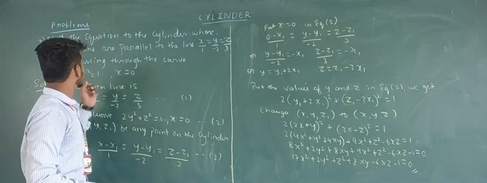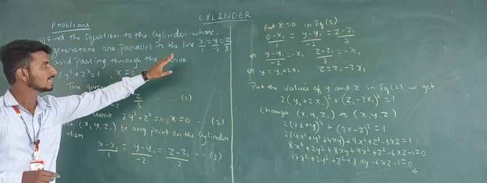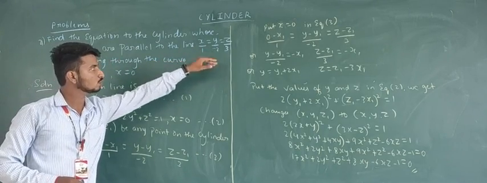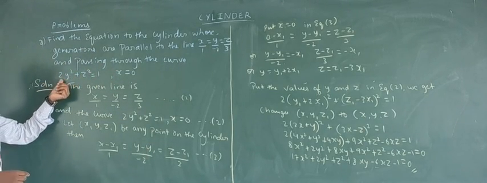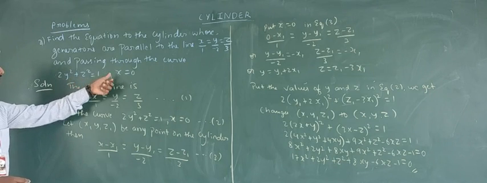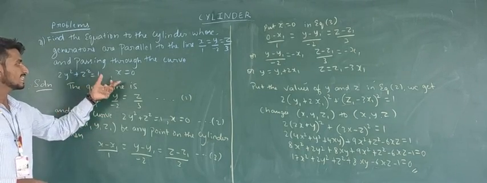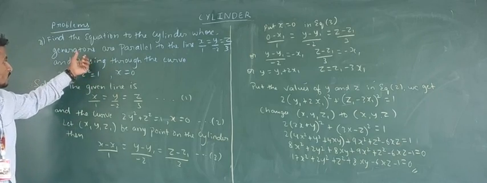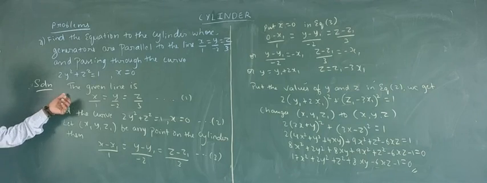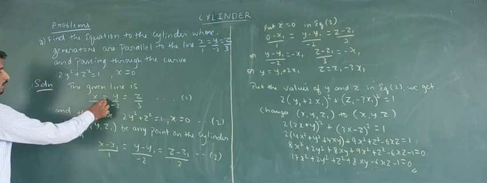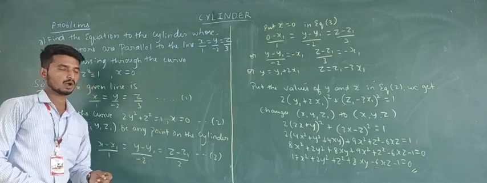The next problem is: find the equation of the cylinder whose generators are parallel to the line x by 1 equal to y divided by minus 2 equal to z divided by 3, and passing through the curve 2y square plus z square equal to 1 and x equal to 0. In the previous problem it was z equal to 0, so here it is x equal to 0, and the generators are parallel to the line. So the given line is x by 1 equal to y divided by minus 2 equal to z divided by 3. This is equation 1.